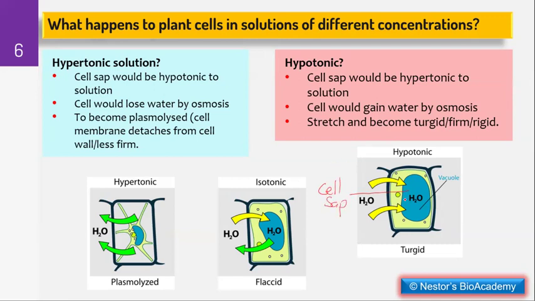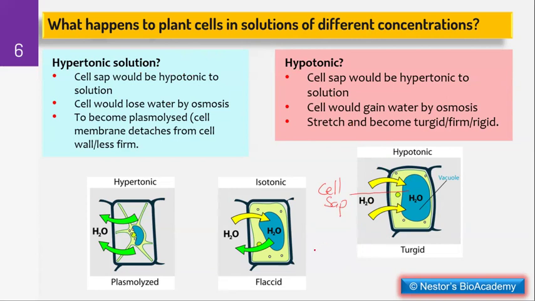So this means we have a solution within a sap vacuole, whose concentration you can compare to the solution in which the plant cell has been placed. So when we talk of these terms, hypertonic solution or hypotonic solution, these will be comparative terms to the cell sap of the plant cell we are talking about here. So when you're talking about a hypertonic solution, it means the solution is hypertonic to the cell sap. If you're saying it is a hypotonic solution, it means it is hypotonic to the cell sap.